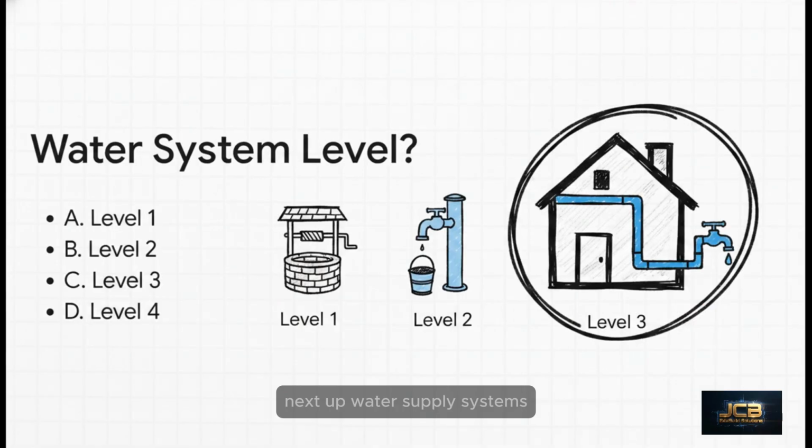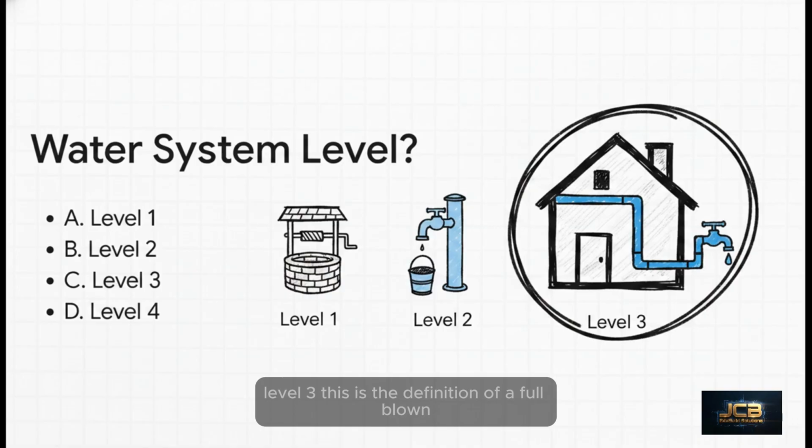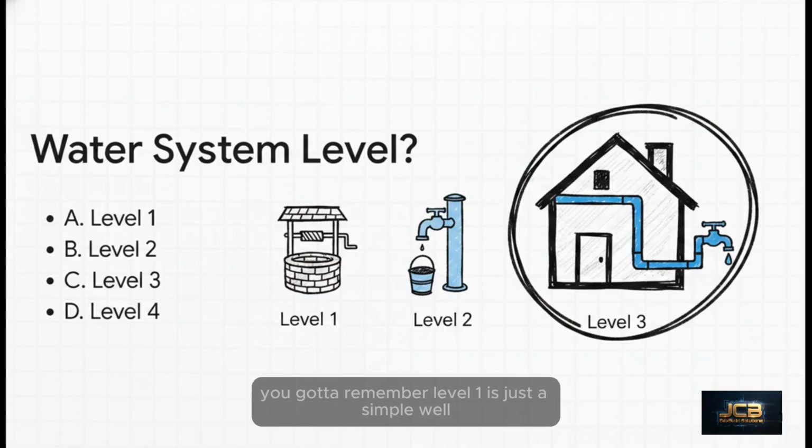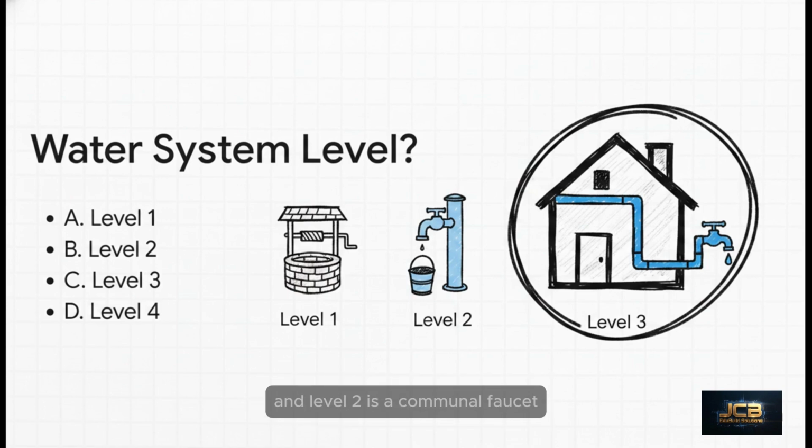Next up, water supply systems. You have a source, a pipe network, and taps in every house. What level is that? 5 seconds. Go. That's right, it's C, level 3. This is the definition of a full-blown reticulated water supply system. You gotta remember, level 1 is just a simple well, and level 2 is a communal faucet.